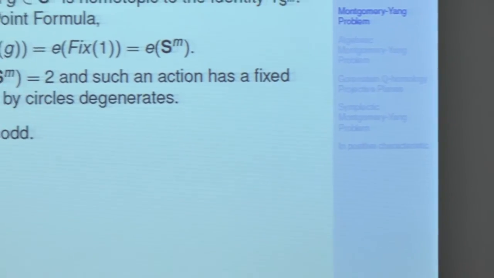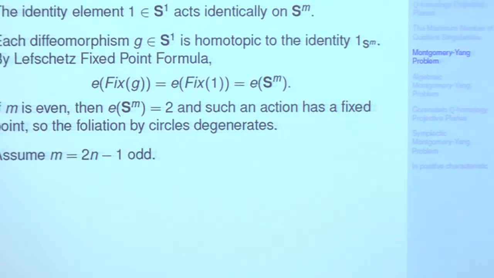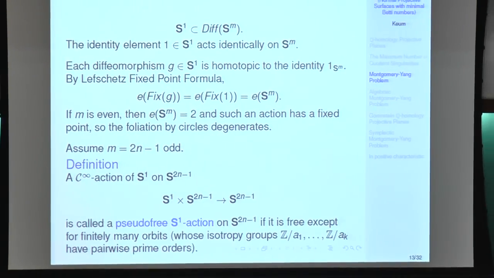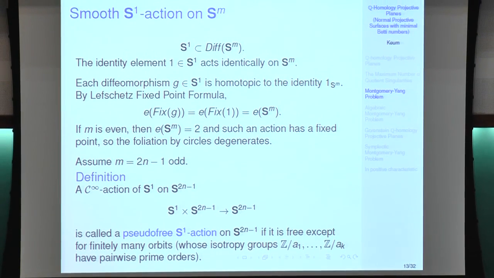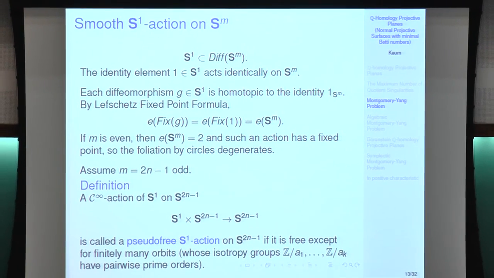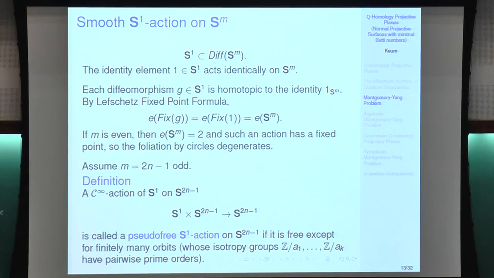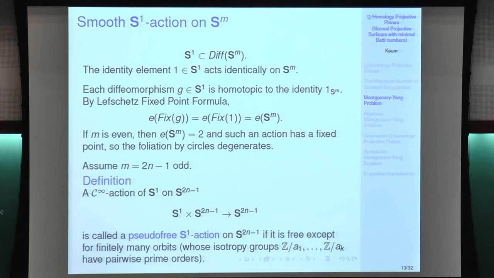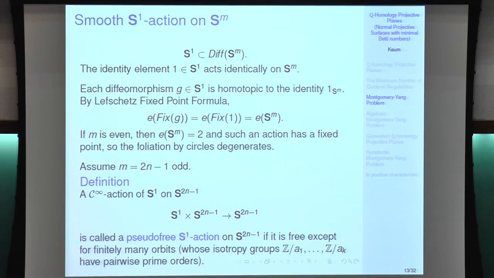So we assume that M is odd. Then we are interested in the case where all orbits are circles, not a point. So a C-infinity action of S1 on an odd-dimensional sphere is called a pseudo-free circle action if it is free except for finitely many orbits. So each orbit is a circle, but it is free except for finitely many orbits.